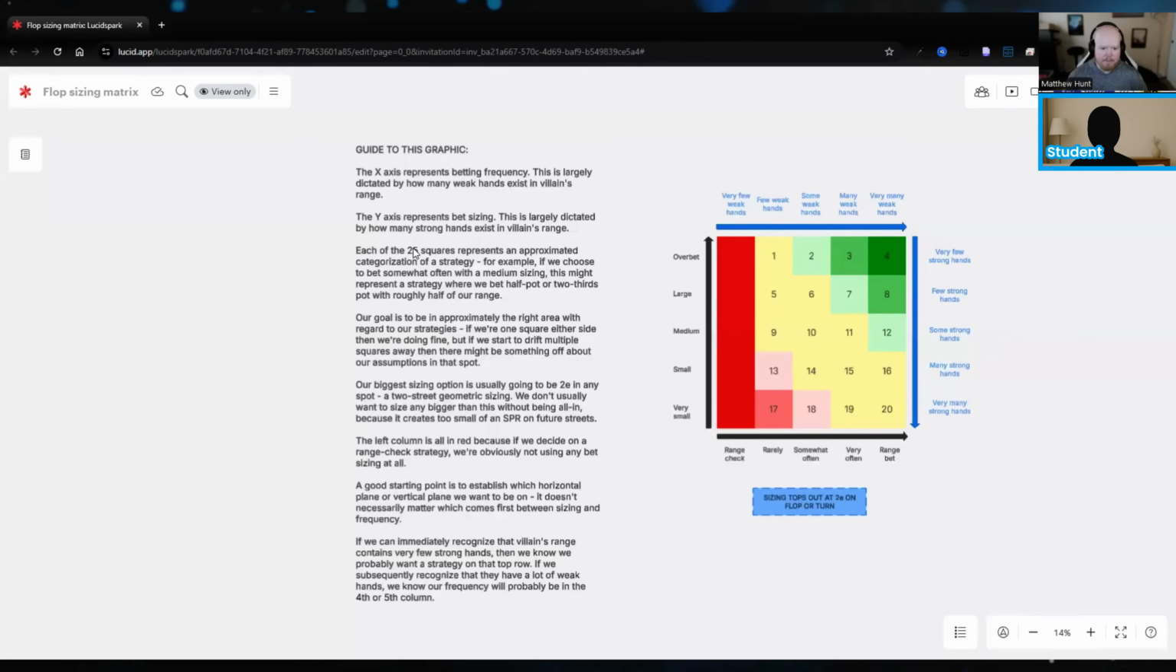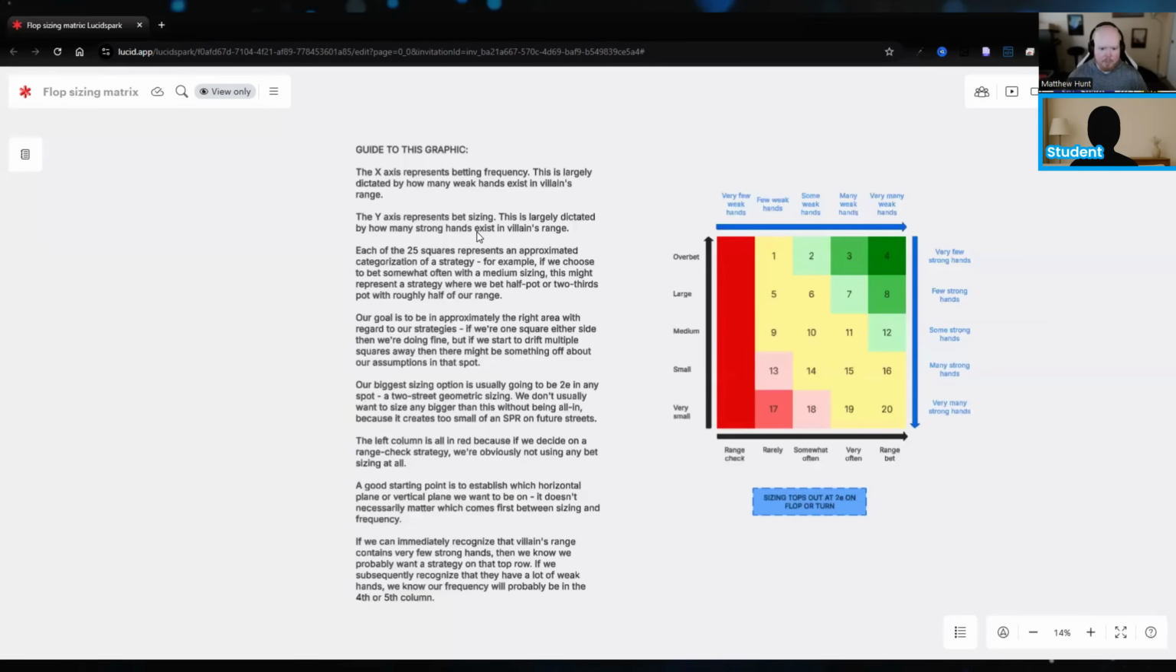Now, it says each of the 25 squares. I did originally have this left-hand column with its own numbers, but we don't need that anymore, because the left-hand column pretty much denotes that we're not betting anything. So we just don't have to have numbers there.